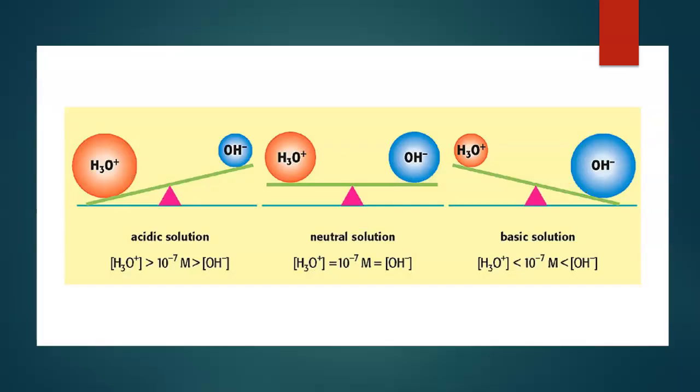Here you can see how hydronium and hydroxide play into whether a solution is acidic, neutral, or basic. If a solution has more hydronium versus hydroxide, it's going to be an acidic solution. The pH is going to be less than 7. If those things are in balance, we have a neutral solution with a pH of 7. And if hydroxide is in greater concentration versus hydronium, it's going to be a basic solution, and the pH is above 7.